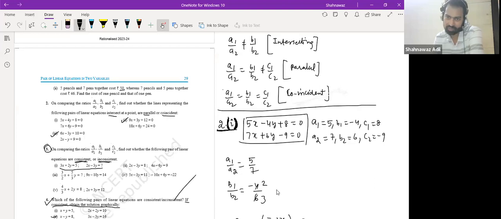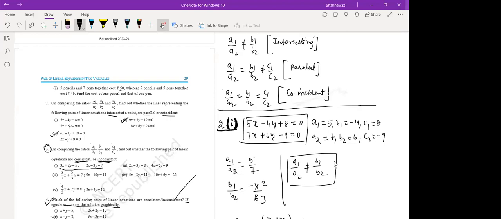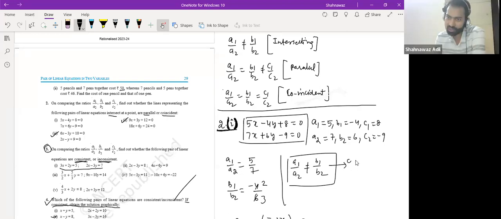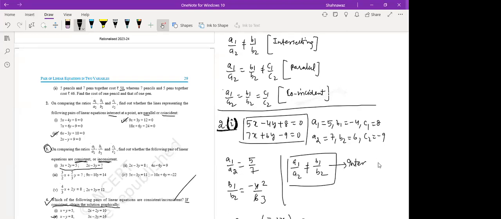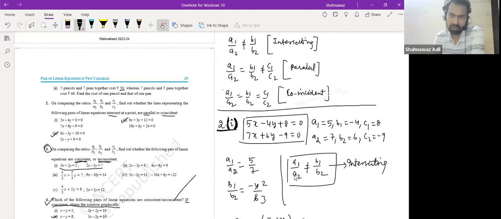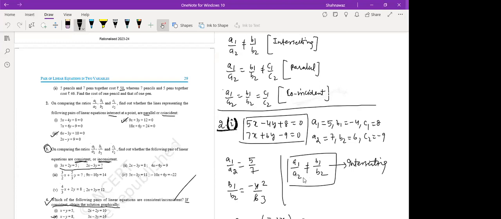So we stop here, and we can say that a1 by a2 is not equal to b1 by b2. So from this we can say that the lines are intersecting. Do you want to note down this problem? Yeah, one second. Just please note it down.